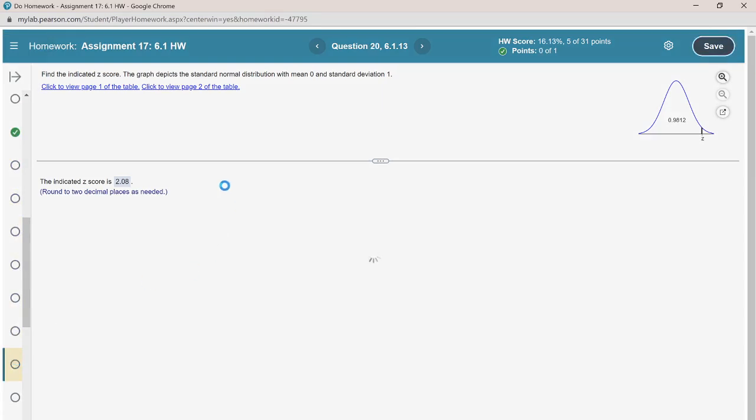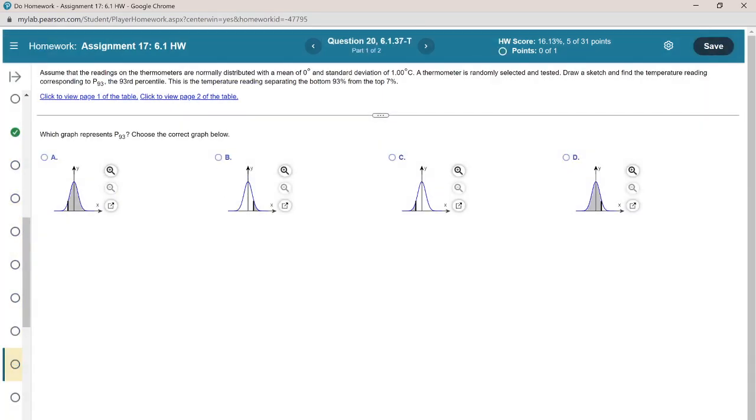This is the problem we're talking about. Assume that the readings on the thermometers are normally distributed with the mean 0 and the standard deviation 1. A thermometer is randomly selected and tested. Draw a sketch and find the temperature reading corresponding to P93, the 93rd percentile. This is the temperature reading separating the bottom 93% from the top 7%.